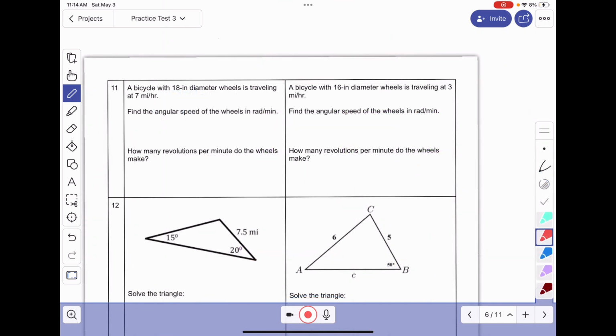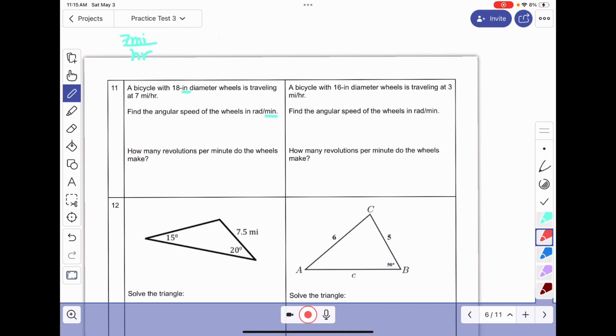All right, so if we start number 11 here, we have a bicycle with an 18-inch diameter wheel traveling at 7 miles per hour. Then it's asking us to find angular speed, and revolutions per minute. So the first thing we're going to do is get our 7 miles per hour into units that help us. We know inches and we want minutes. So we need to turn miles into inches and hours into minutes.